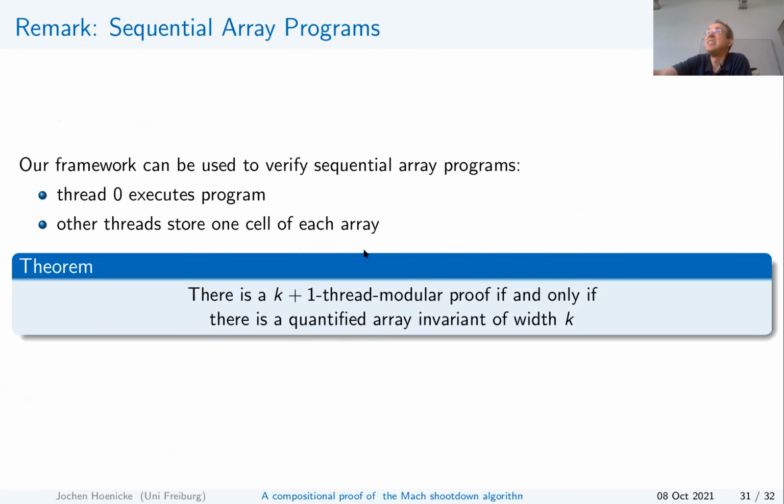One remark, I can shortly talk about it. We have seen that we have these array programs that we implemented with arrays by parallel processes, and this can be generalized. We can even prove sequential array programs using this trick. Basically, we have one thread 0 that executes the program, and the other threads are only there to store the array cells. And then there's a theorem that if there is a quantified array invariant with k, then we can use a k+1 thread modular proof. The plus one is because of thread 0 that executes the program. So this shows that we can also prove something like bubble sort or quick sort or merge sort with this method.